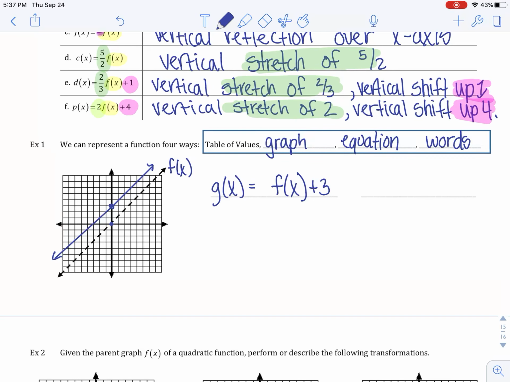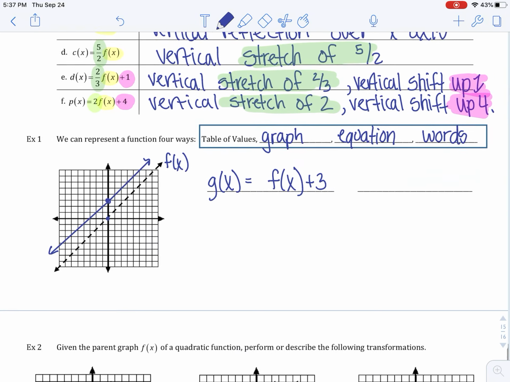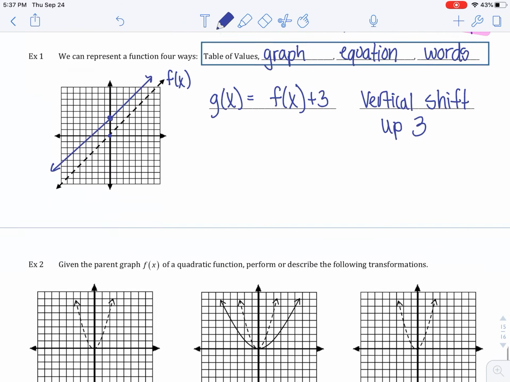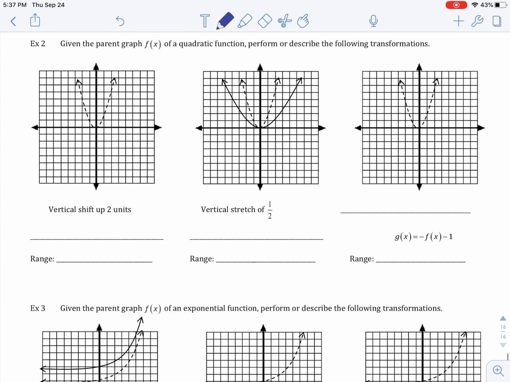And in words, literally what we just did, how we wrote up above. So we are going to say that this was a vertical shift up 3. Awesome. All right, let's flip to the next page.